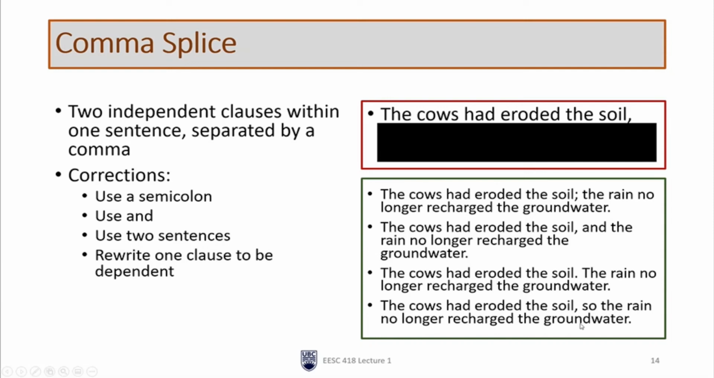And in the fourth example, I've added what's called a coordinating conjunction. I've used the word so. Now that one follows the other. So the rain no longer recharged the groundwater is now a dependent clause, which is attached to our independent clause, the cows had eroded the soil. So all four of these are correct, and it depends on how you'd like to make the point to determine which way to correct it.